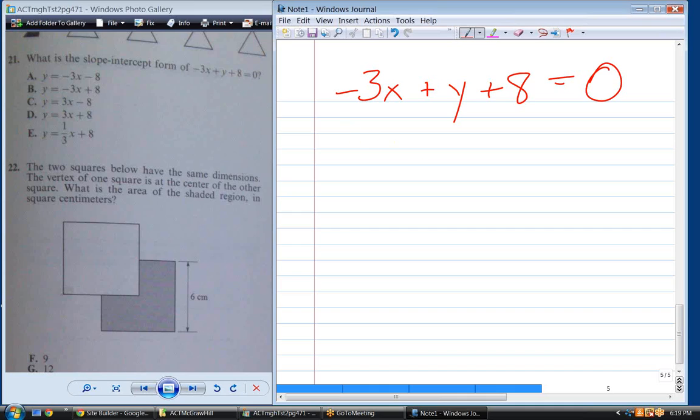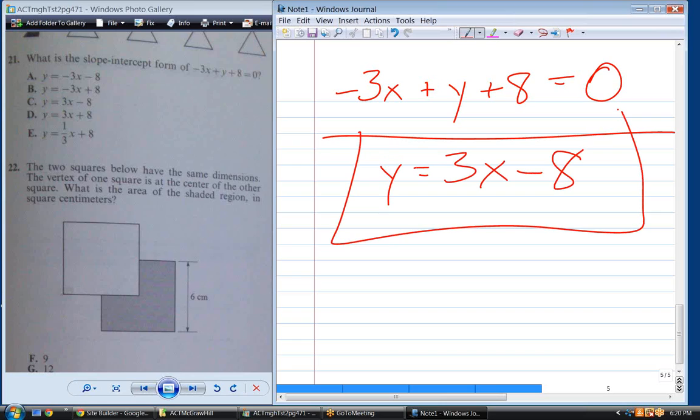So let's solve that for y. What do I need to do to solve it for y? You add 3x and subtract 8. There's your answer. Which one is that? A. No, sorry. C. Simple as that.